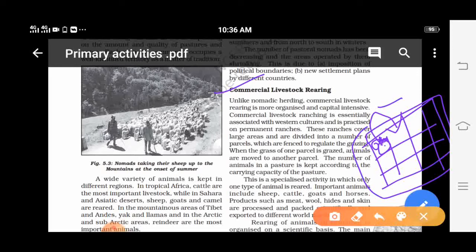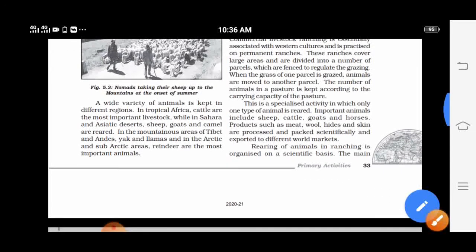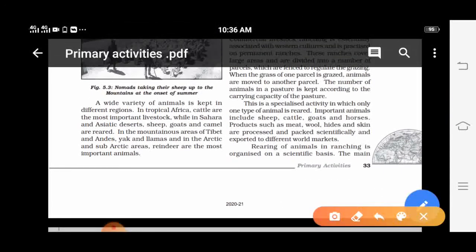investment, capital, etc. Now remember, another important characteristic is that in commercial livestock rearing, only one type of animal is reared. Reared means पालना. उसका देखभाल करना, only one type. लेकिन nomadic herding में क्या होता था? They used to keep all sorts of animals, sheep, goats, etc. Now the important animals that are kept under this form of commercial livestock rearing include sheep, cattle, goats, horses, etc. ठीक है, इनको पाला जाता है, इनको रियर्ड किया जाता है.